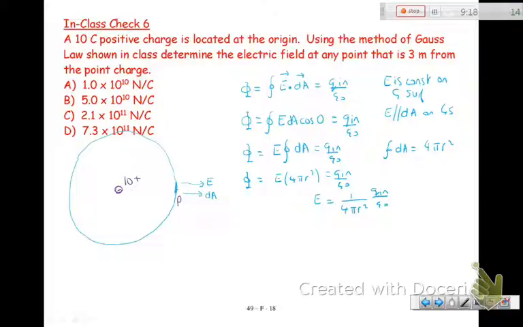And then I remember, oh yeah, Ke is equal to 1 over 4 pi epsilon naught. So E is equal to Q in over epsilon naught, which equals, I look at my question, plus 10 over epsilon naught newtons per coulomb meter squared. Pardon? What's the answer? That's not one of the choices.